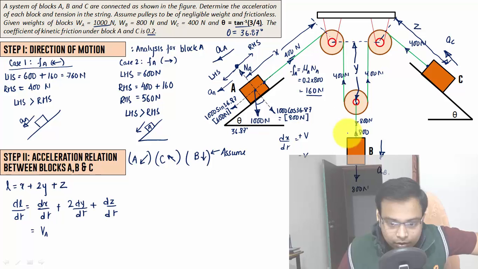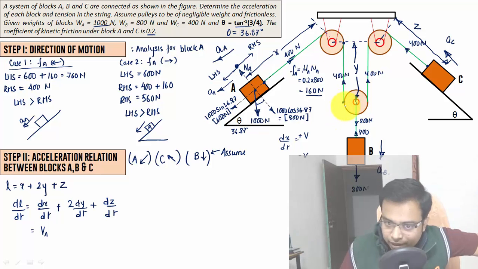Now, if this block B is going to move in the downward direction, this string length from here to here will obviously increase, right? So again, it's a positive rate of change. So again, a positive sign plus 2 times of velocity B.